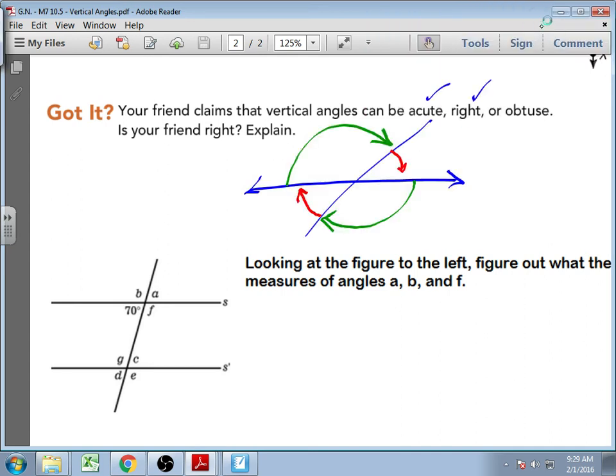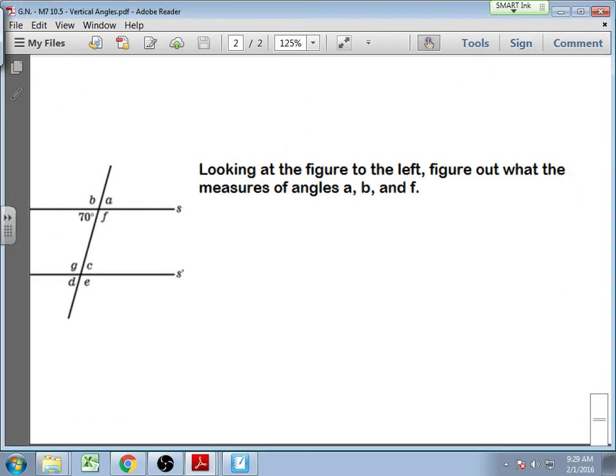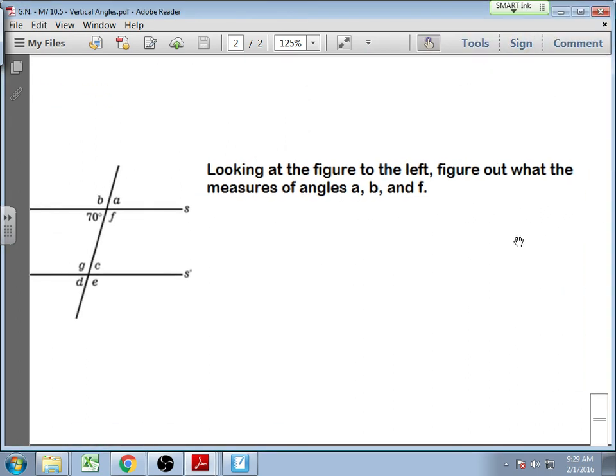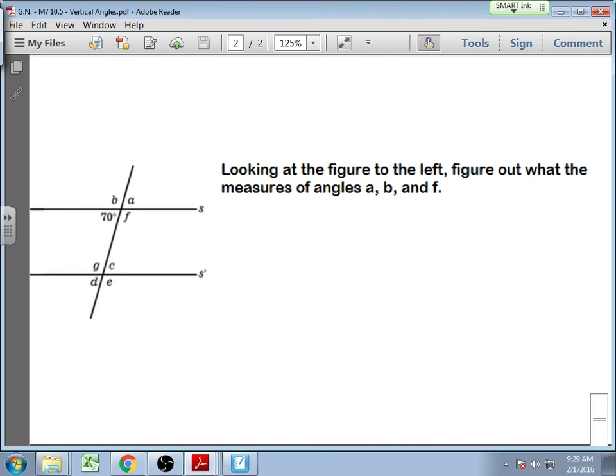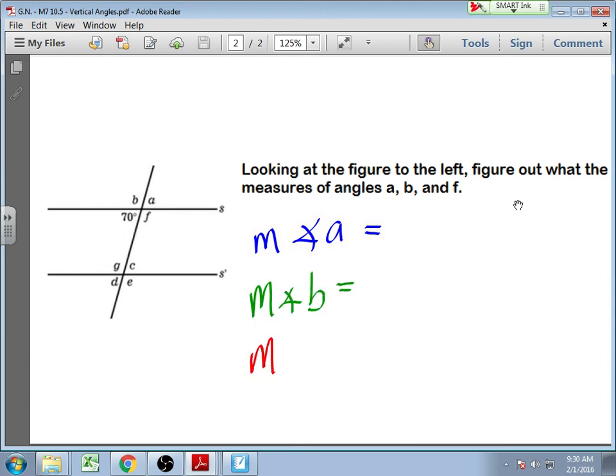All right, one last problem to see if you really understand this. Looking at the figure to the left, figure out what the measures of angles A, B, and F are. So I want you on your paper to write: measure of angle A equals, measure of angle B equals, and measure of angle F equals. Remember the M out front means measure.